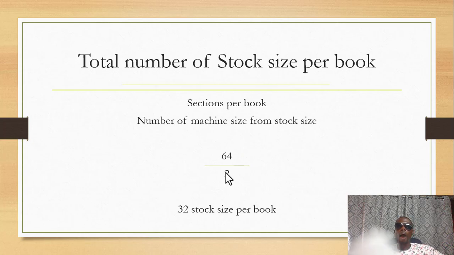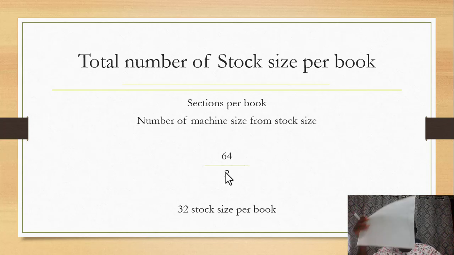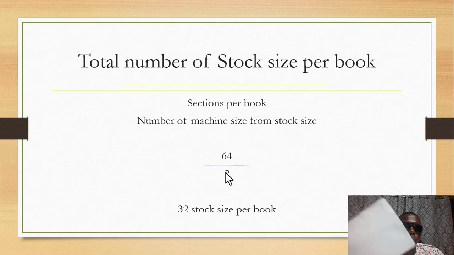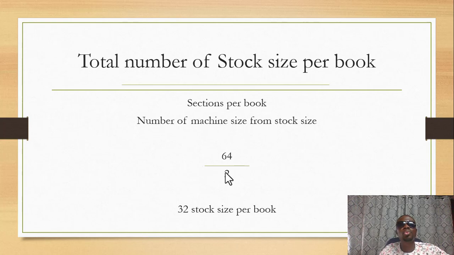So how many stock size can we get per book? We said when you take the machine size, 2 machine size gives us 1 stock size. So if we have 64 machine size, how many stock size can we get? We divide the 64 by 2, which will give us 32 stock size. It means we will need 32 sheets of 914 by 610 to print 1 book.